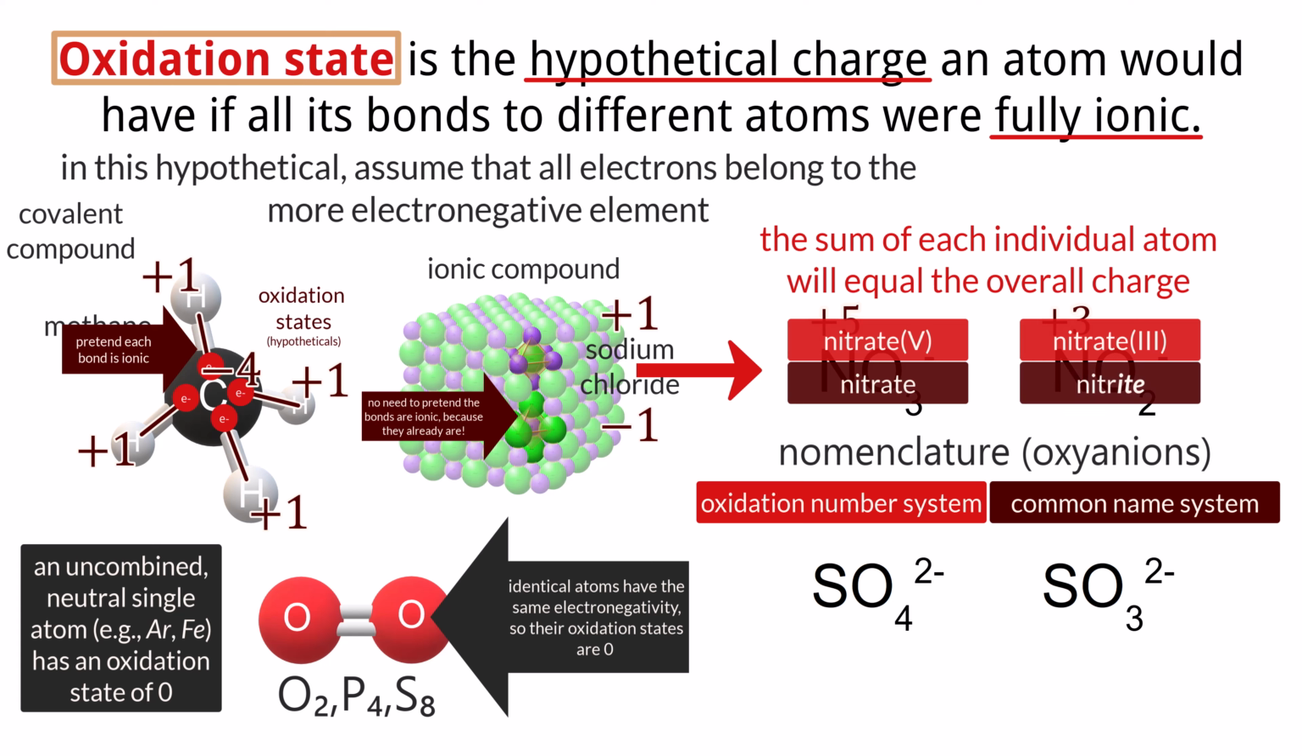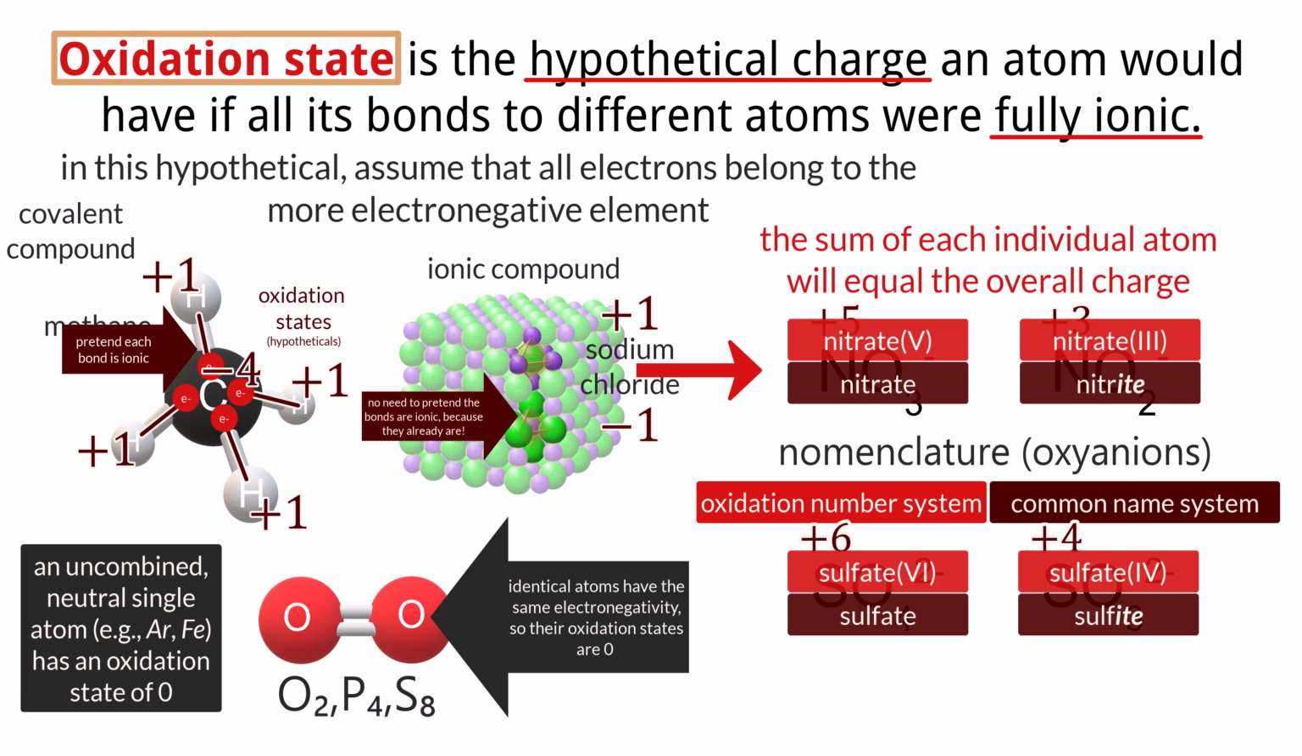Similarly, for sulfur oxyanions, SO4 2- has sulfur in the +6 state and is named sulfate 6, or simply sulfate, while SO3 2- has sulfur in the +4 state and is named sulfate 4, or sulfite. This dual naming convention allows chemists to choose the system that best suits their context. Again, you can use either method on the exam and should know what systematic names and common names refer to the same oxyanions.